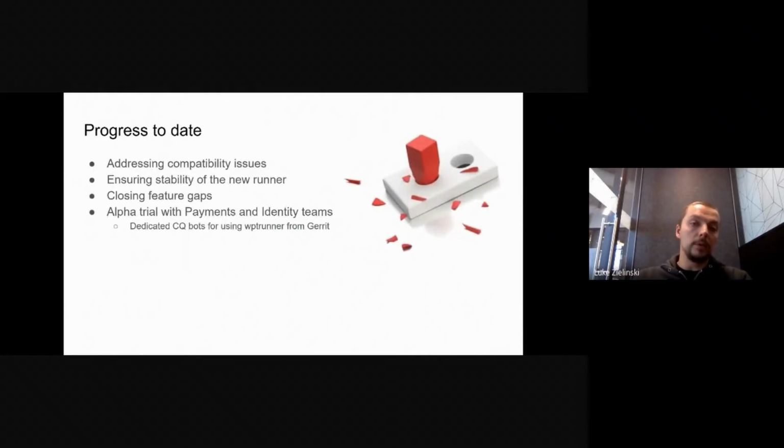Our progress to date has been around addressing compatibility issues, ensuring stability of wptrunner in the infrastructure, and closing the feature gap between the two runners. We also recently began an alpha trial of wptrunner with the payments and identity teams. We set up dedicated CQ bots that allow running CLs through wptrunner directly from Gerrit. And we are proud to say that the identity bot has already caught some mistakes in a CL.